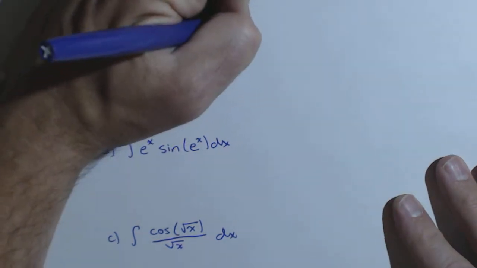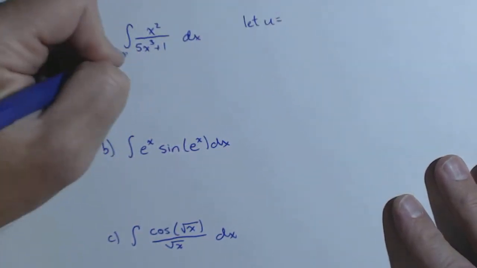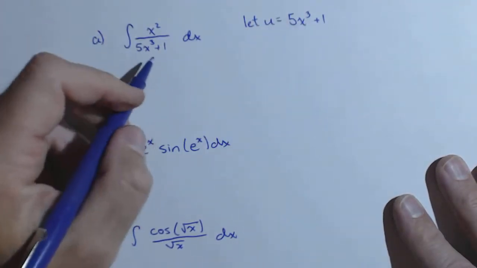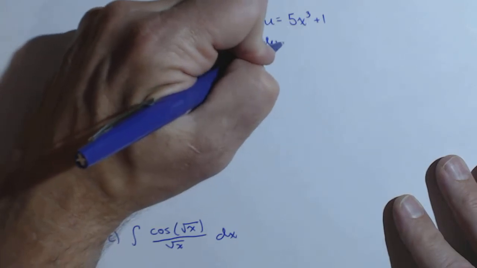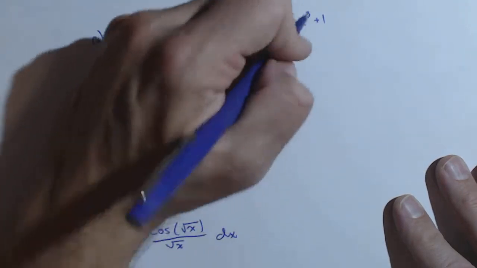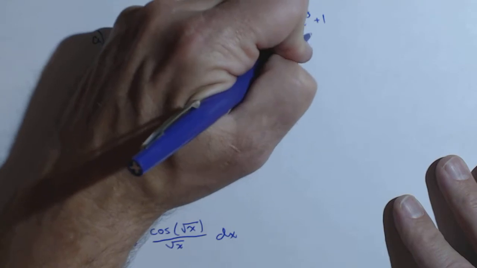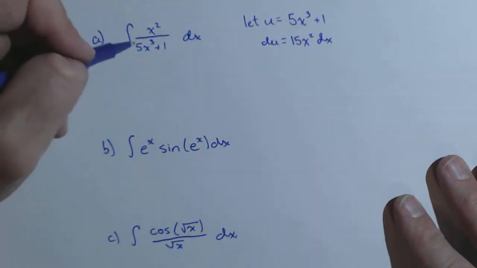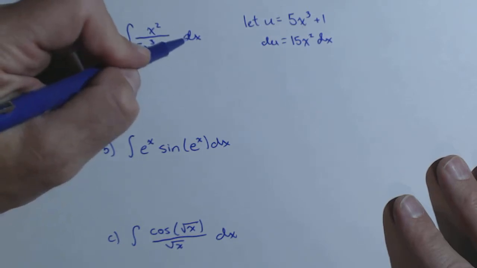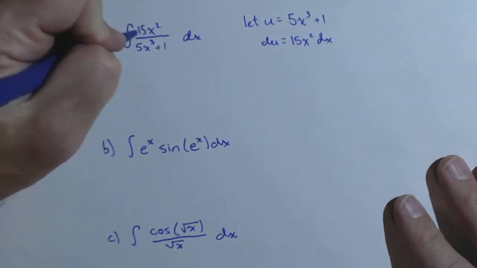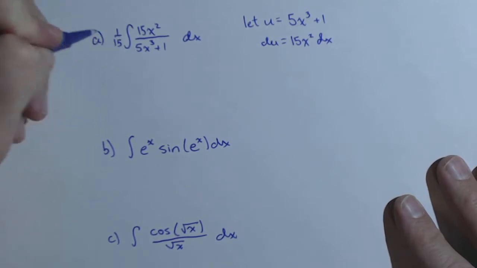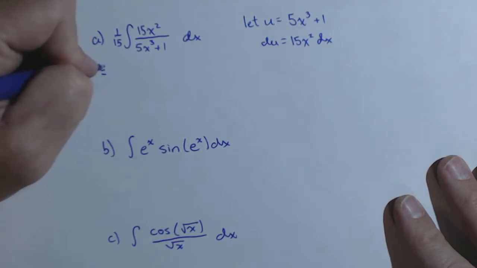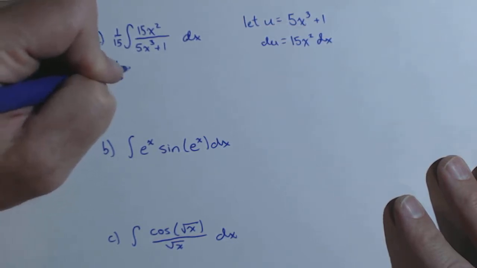So that tells me that I'm probably going to want to let my u be the whole denominator, 5x cubed plus 1, because then my du, which I just calculate the derivative here, is 15x squared dx. Now, I already have the x squared dx in there. The 15 I can put in, because I can put a 15 here, and I can balance that out with a 1/15 out here. Now I've got a nice substitution, because I'm going to have 1/15.